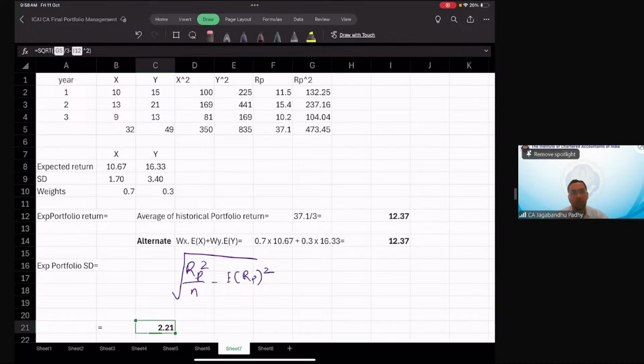Okay, sir. I think there are no more queries. No more queries. Okay, students. In today's class we have finished the topic of security valuation, and after that we have started with portfolio management. This session will be continued in the coming classes.